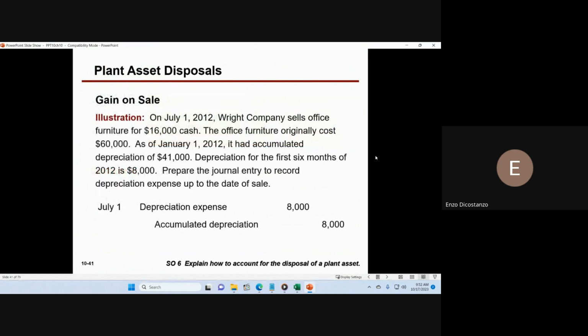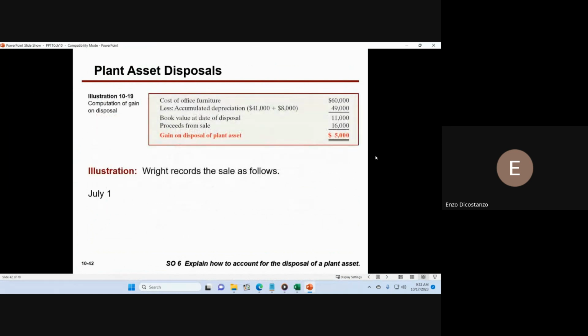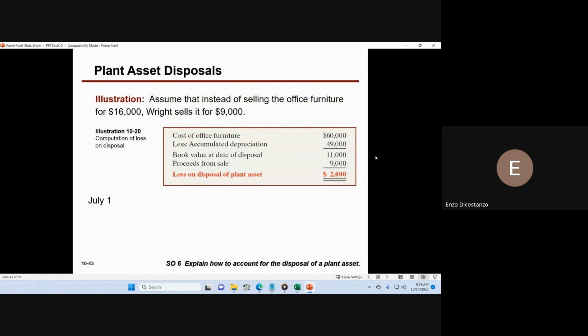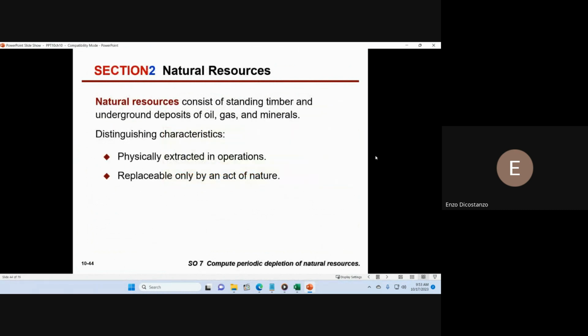Yeah, this is furniture. So we stop there. This is furniture, 60,000. Depreciation was 41 on 8, and it was sold for 11. So yeah, this is that 5,000 gain. Okay, we looked at that. This is office furniture now. Is the next one here? Okay, this sells it for 9. This is the loss. We looked at that one already.